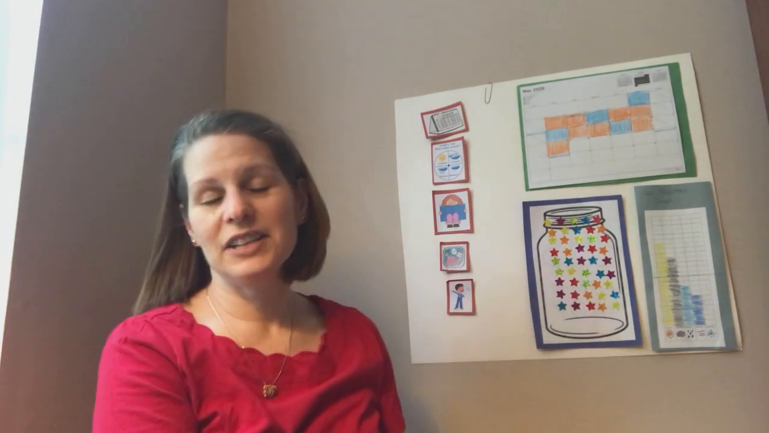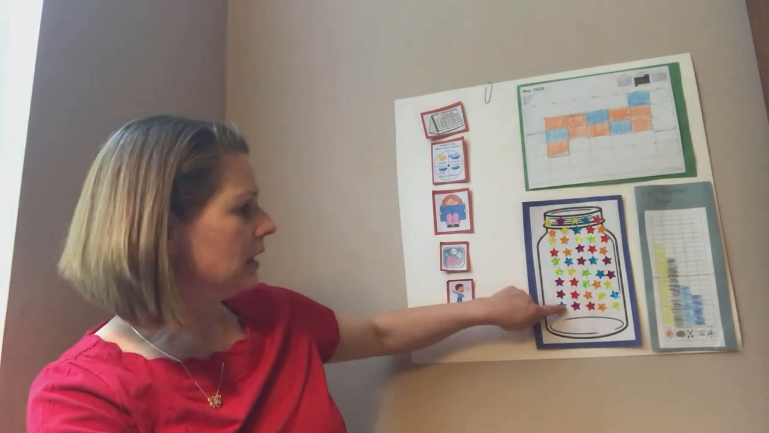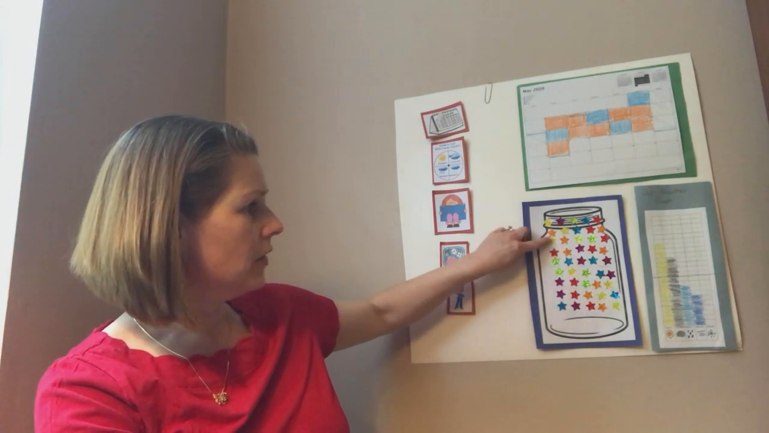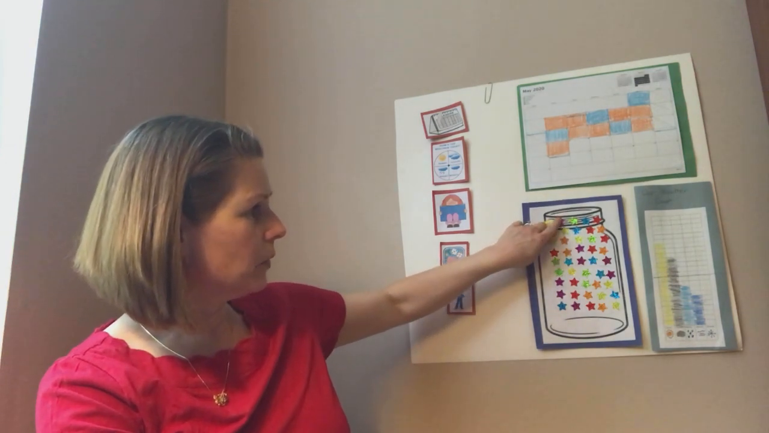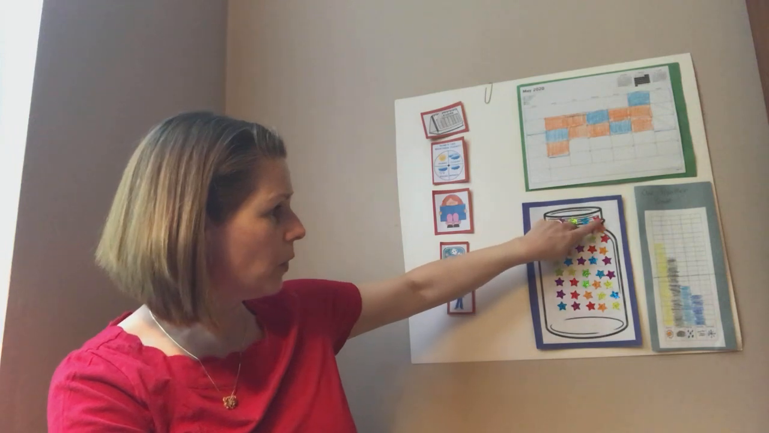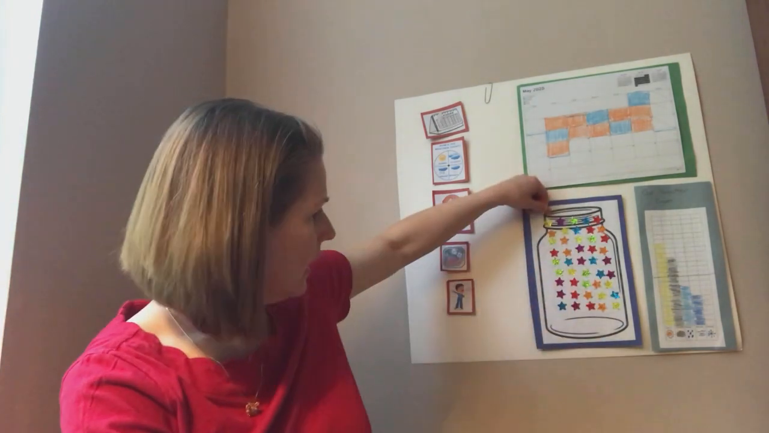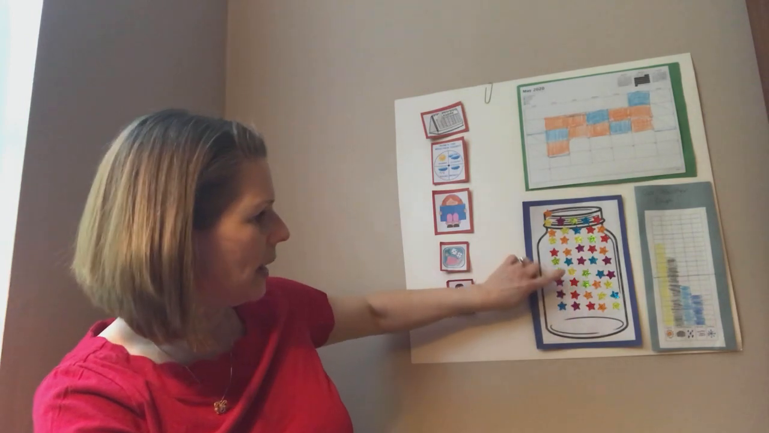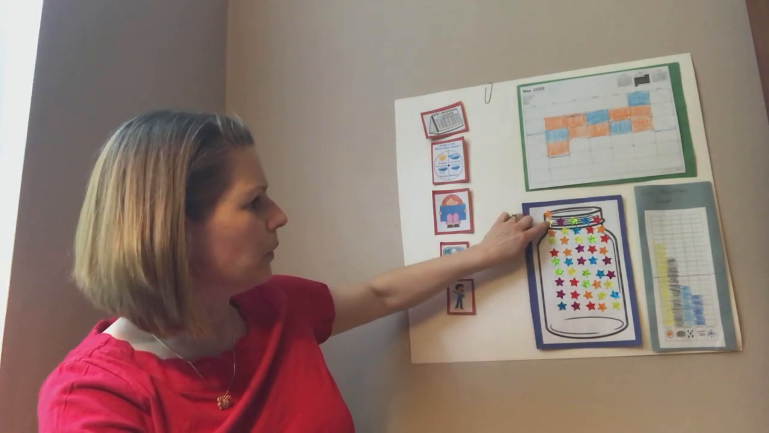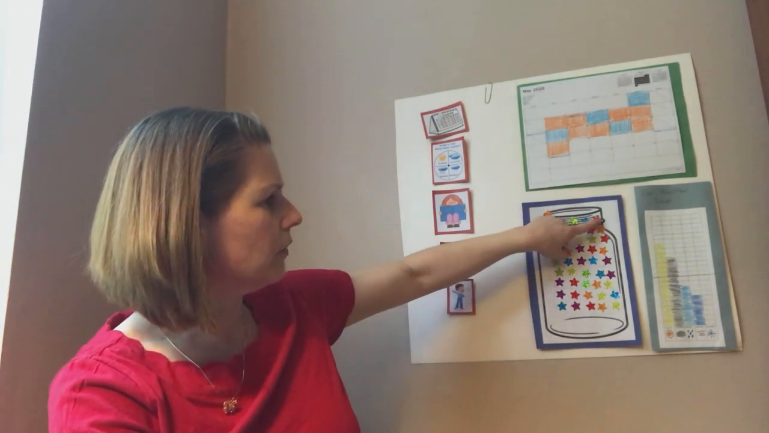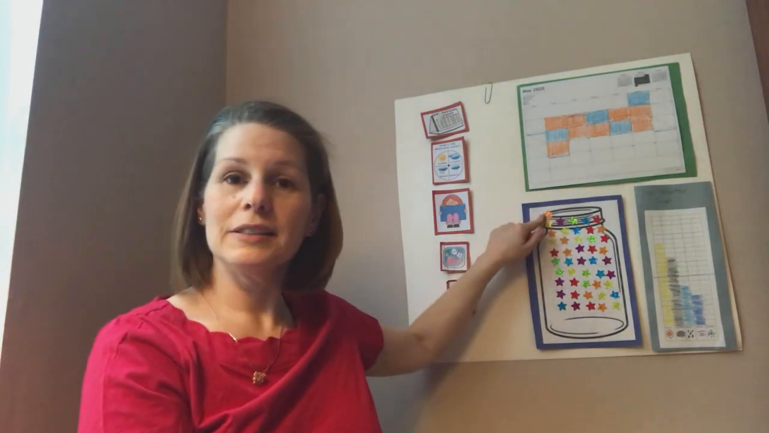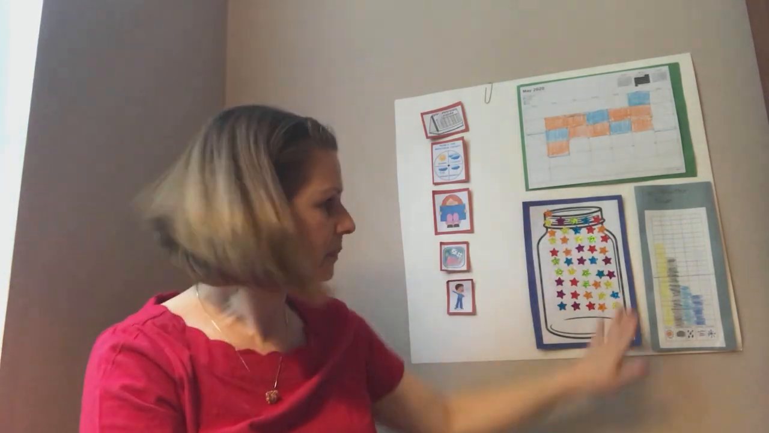All right, let's count the days we've done circle time at home with stars in our star jar. 10, 20, 30, 40, 41, 42, 43, 44, 45. Today will be 46. And our star is orange. 10, 20, 30, 40, 41, 42, 43, 44, 45, 46 circle times at home.